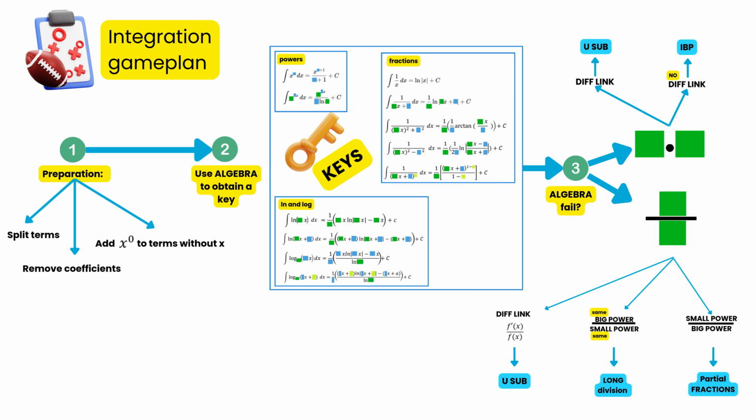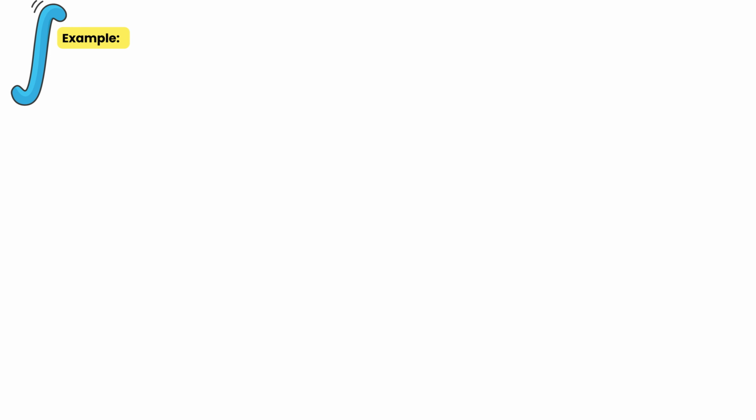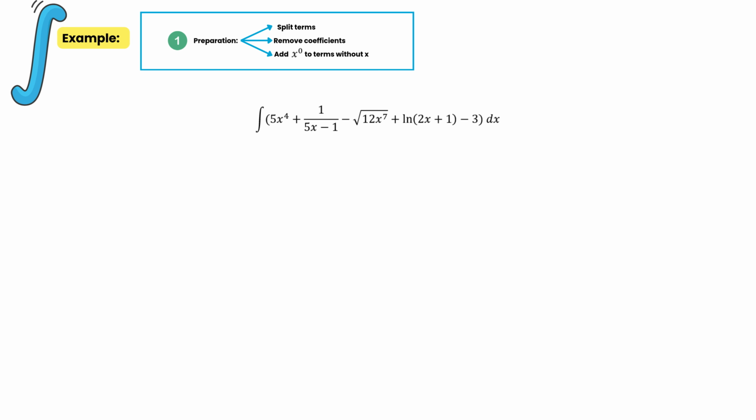In this video, we'll cover steps 1 and 2 only, and then in the next video, step 3. Let's see our game plan in action with an example. We start with step 1, preparation. Preparation has 3 parts, which I've split into A, B, and C.